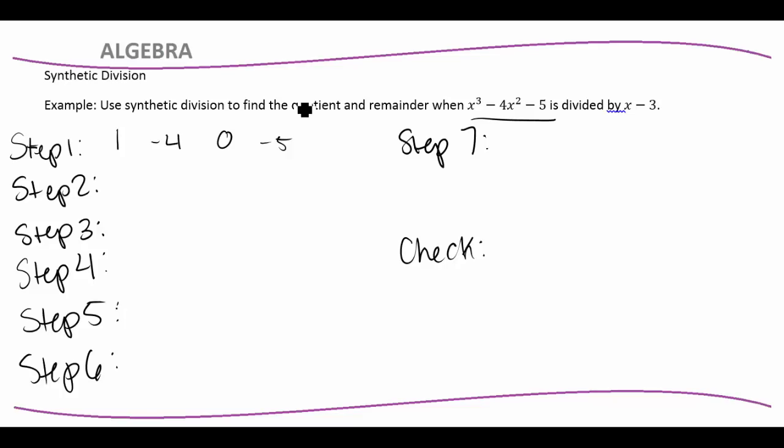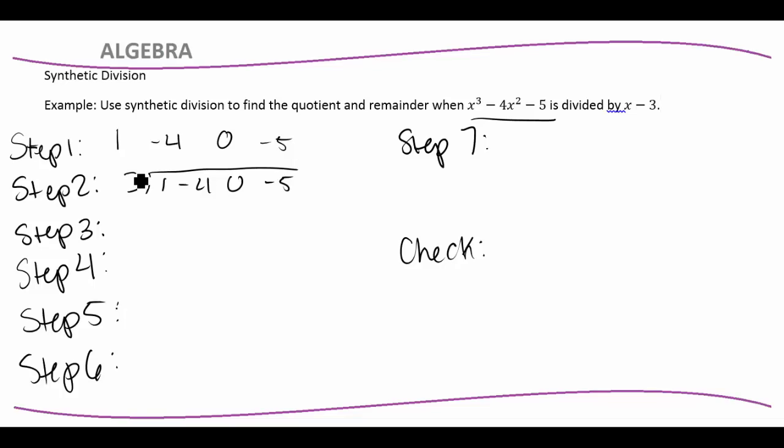Step 2, insert the usual division symbol in synthetic division. The divisor is of the form x minus c, and c is the number placed to the left of the division symbol. So let's make our division symbol around 1, negative 4, 0, negative 5. Here, since the divisor is x minus 3, we insert 3 to the left of the division symbol.